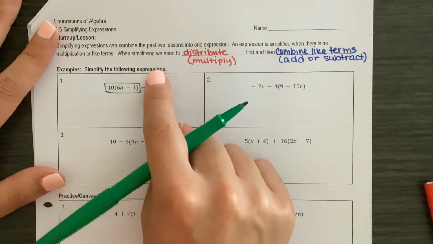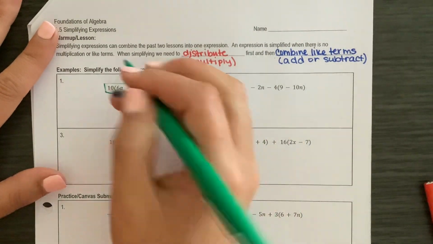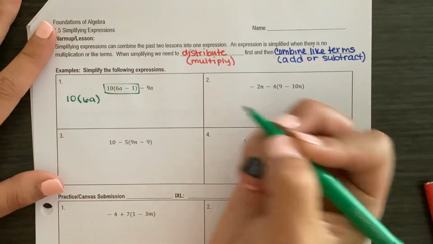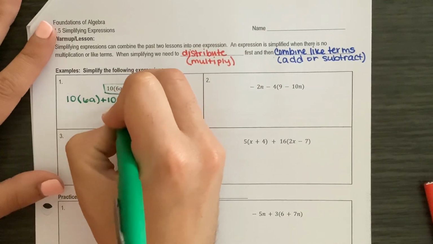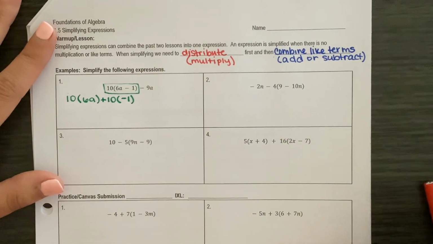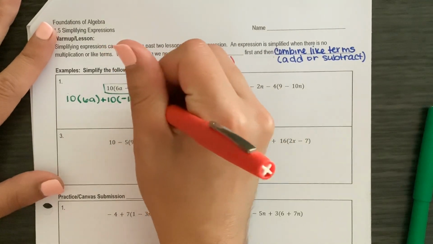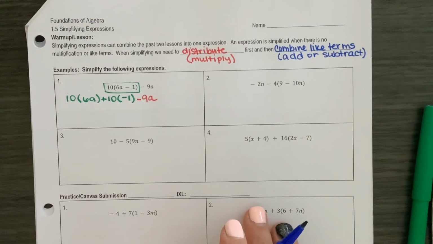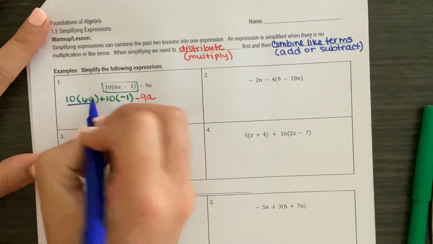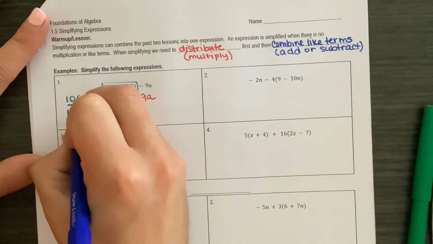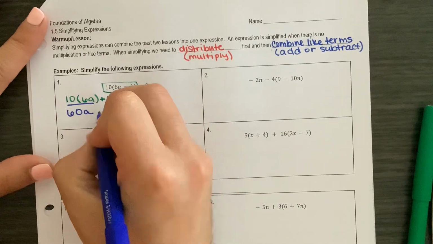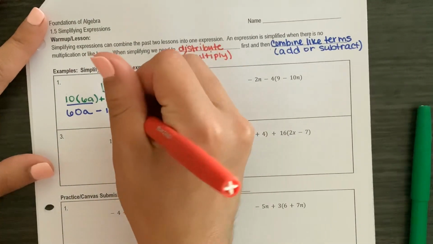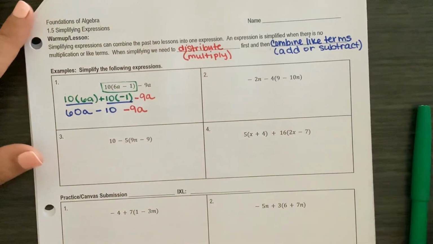So when we did this before, I'm going to act like that negative 9a is not there. We said 10 has to go to my first friend, which is 6a. Then my 10 has to go to its second friend, which is a negative 1. And then I got to drop that minus 9a because he's still part of the problem. We still need to multiply. So I'm going to do all my multiplication. Here's the first one. 10 times 6 is 60a. Minus 10. And then I still have that minus 9a out back.